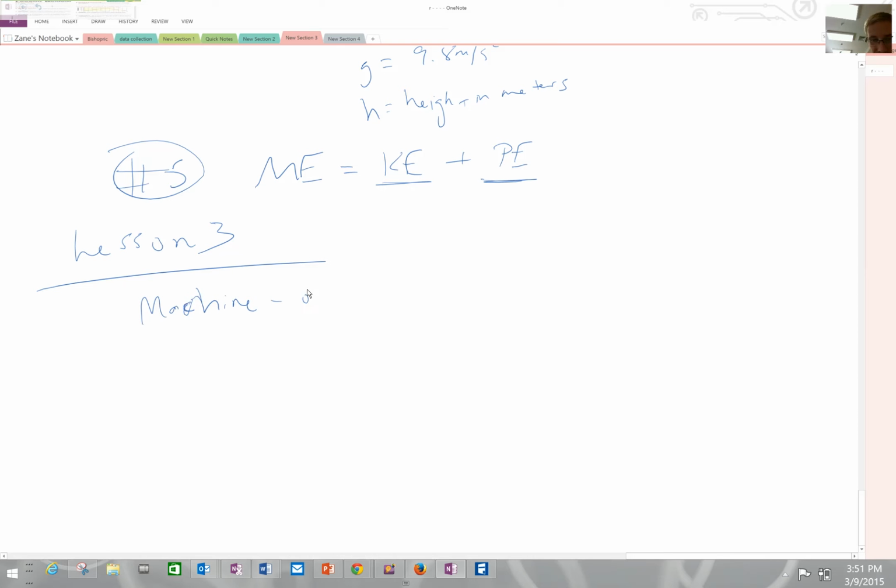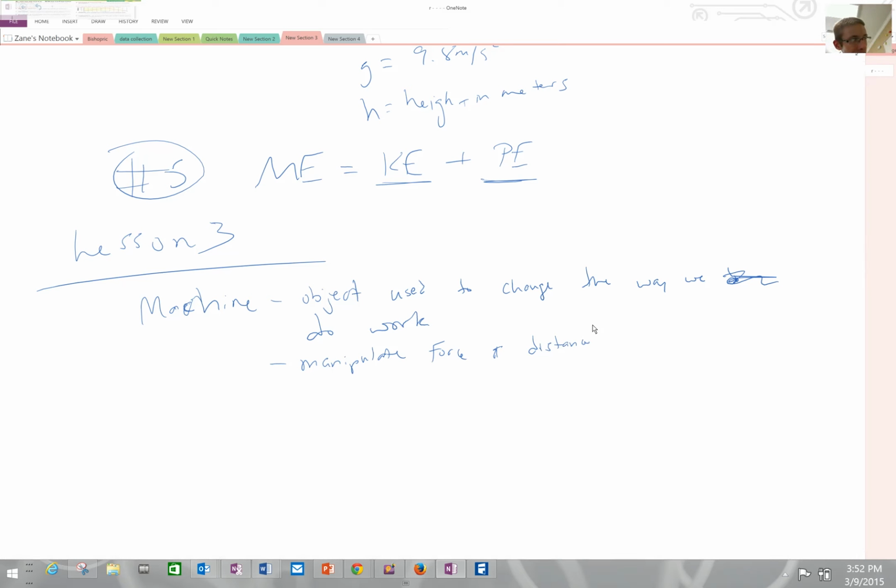A machine is basically an object or device used to change the way we do work. My handwriting is horrible tonight, so I apologize. Now, machines only manipulate or change force and distance. Okay, in other words, they don't even change the amount of work that's done.